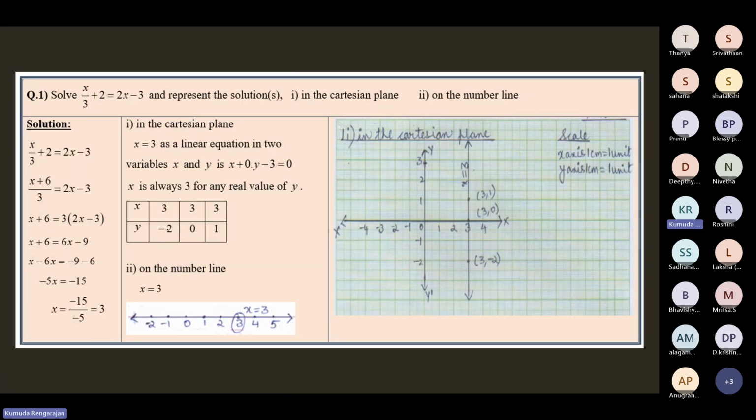So we have to plot 3, minus 2; here, 3, 0; here, 3, 1. And connect these 3 points. You can see that the points are collinear, and when you connect them, you get a line. This line is the geometrical representation of the equation x plus 0y minus 3 is equal to 0.